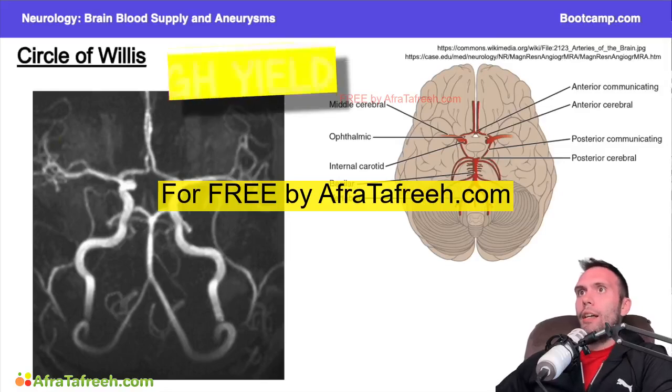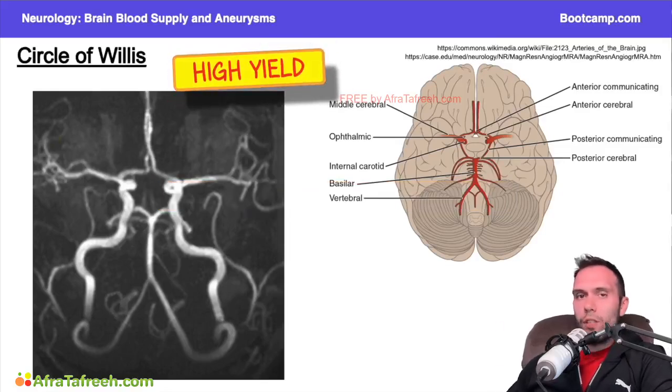All right, so when we're talking about the blood supply here, we have the circle of Willis. What's the circle of Willis? This is a vascular circuit, like you can see, that's formed by the anastomoses between different branches of the internal carotid artery and the vertebral arteries, kind of surrounding the optic chiasm and the pituitary stalk.